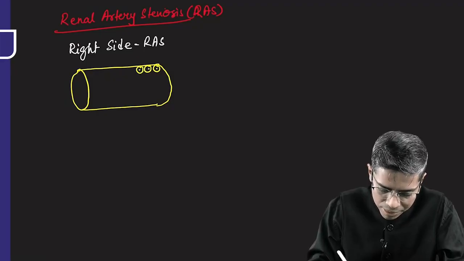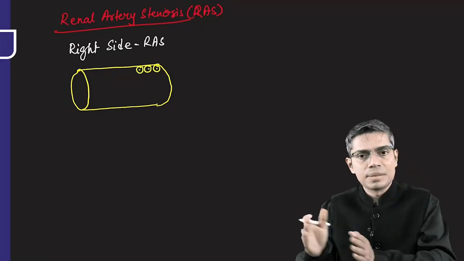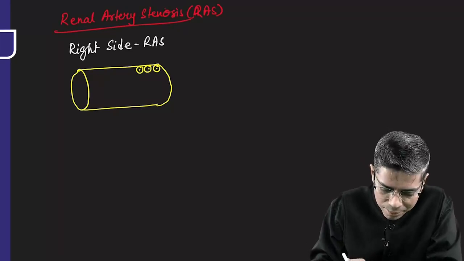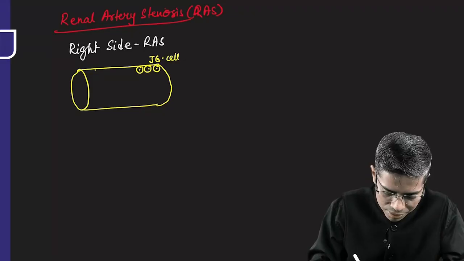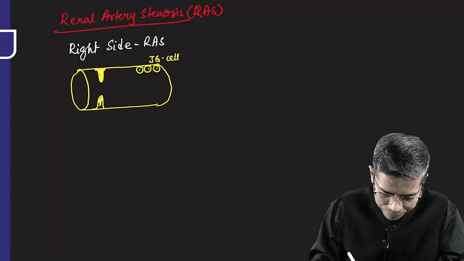Suppose this is the afferent arteriole, the renal artery is giving rise to the afferent arteriole, and this is my JG cell, right? If there is a stenosis here, so this is the stenosis part at the level of the renal artery. Okay, so this is stenosis.